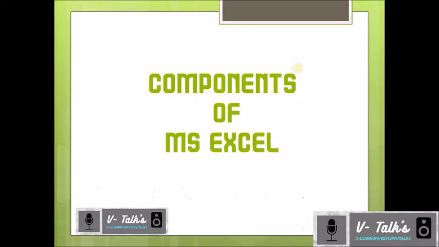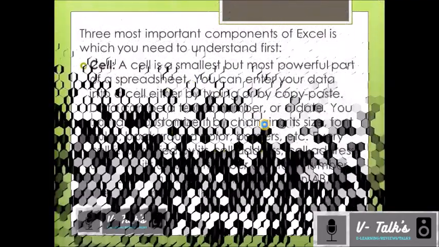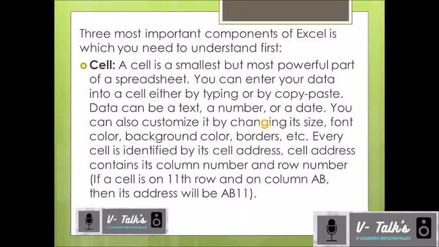Components of MS Excel. Components means what you see when you open the MS Excel software, what all things you can see. There are three main components of Excel. First one is the cell. A cell is the smallest but most powerful part of a spreadsheet. You can enter your data into a cell either by typing or by copy paste. Data can be a text, a number or a date. You can also customize it by changing its size, font, color, background color, borders, etc.